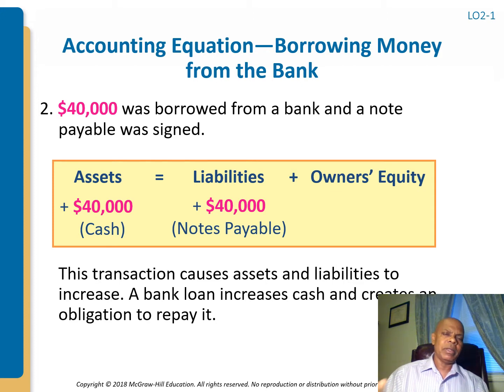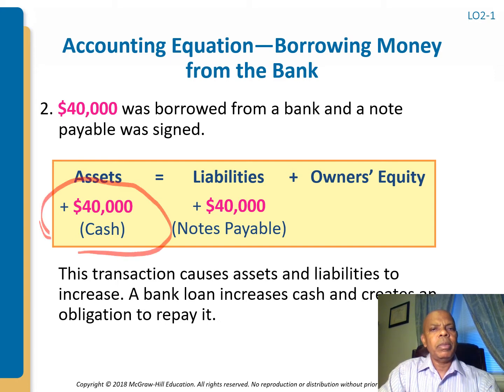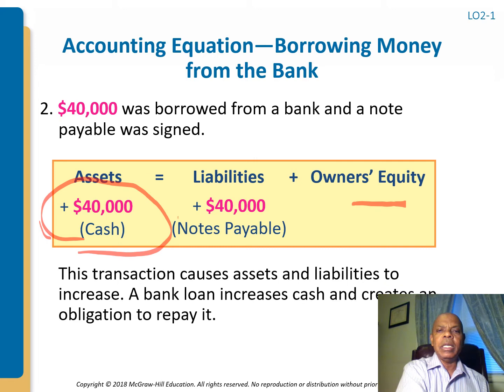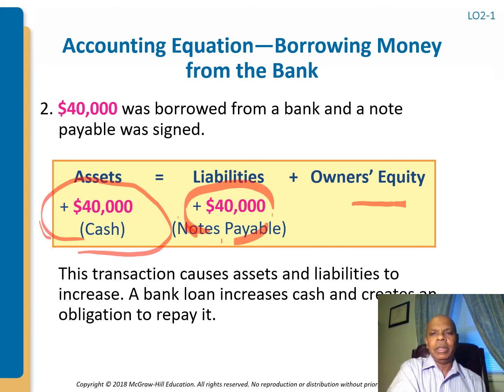So what happens here? Again, asset gets increased, the cash. You borrow money, right? You get money, 40,000 extra. And then it increases the liability, notes payable. You have to pay the bank. That's the third party. It's nothing to do with owner's equity, correct? So it is a borrowing. It's a creditor. The liabilities increase.